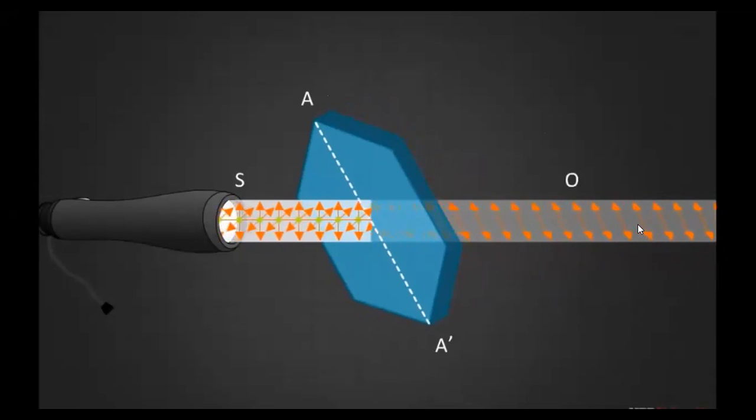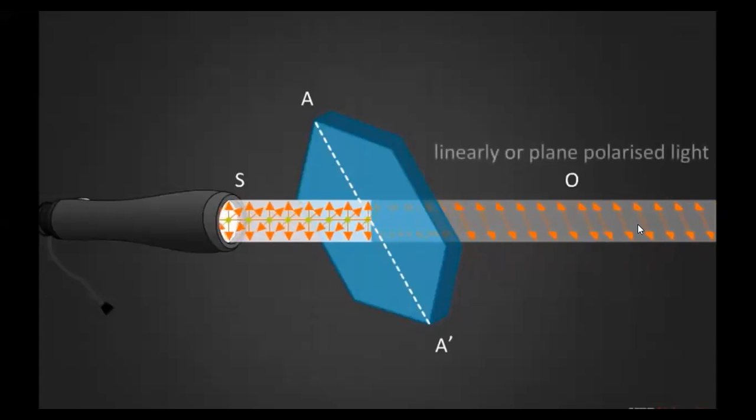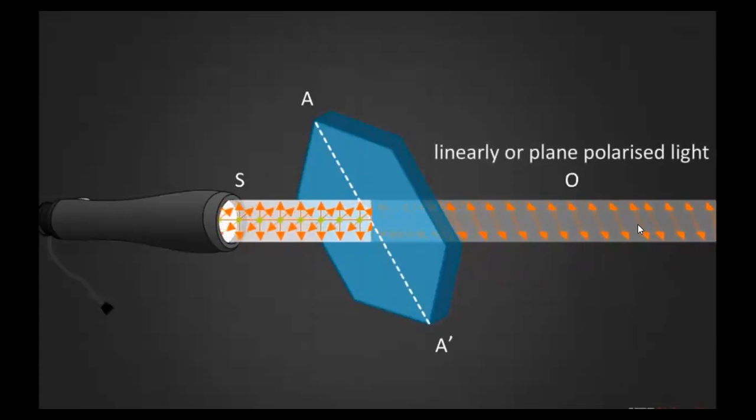On rotating the tourmaline crystal A about the light beam SO as axis, we do not observe any change in the color of the emergent beam. The resulting emergent light beam from the tourmaline crystal A that contains vibrations only in one direction is called linearly or plane polarized light.